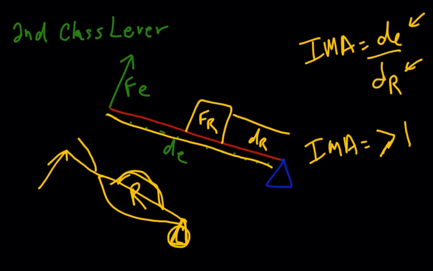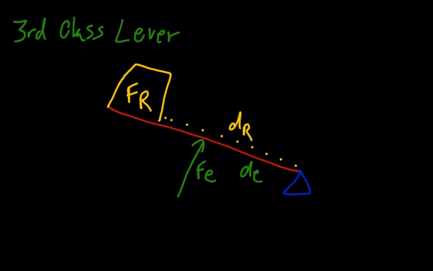And you always get an ideal mechanical advantage of greater than 1. This is helpful to take large loads places. Okay, a third class lever is usually the one that people have a hard time thinking about. It's kind of strange. Your effort force is actually in the middle. So, ideal mechanical advantage, again, is dE over dr.